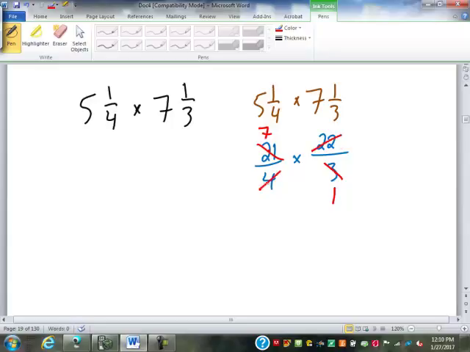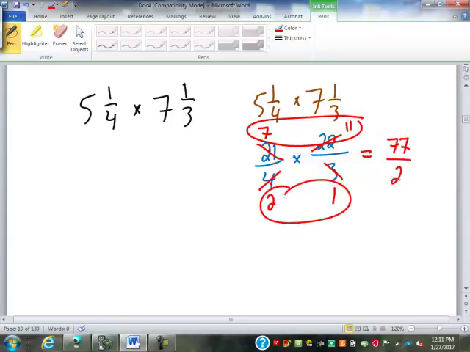2. Perfect. 4 and 22 can be divided by 2. 4 divided by 2? 2. 22 divided by 2? 11. Good. So now 7 times 11 is 77. 2 times 1 is 2.